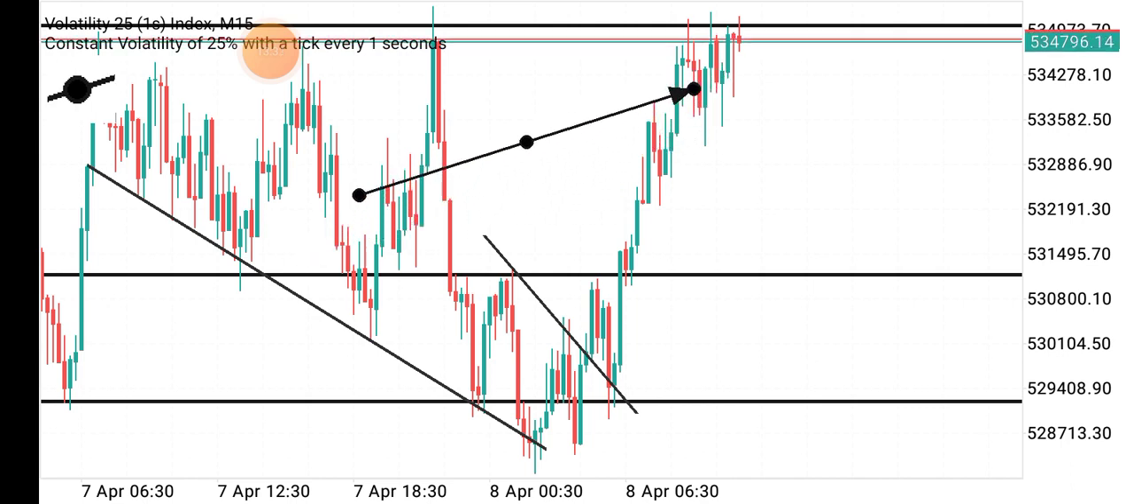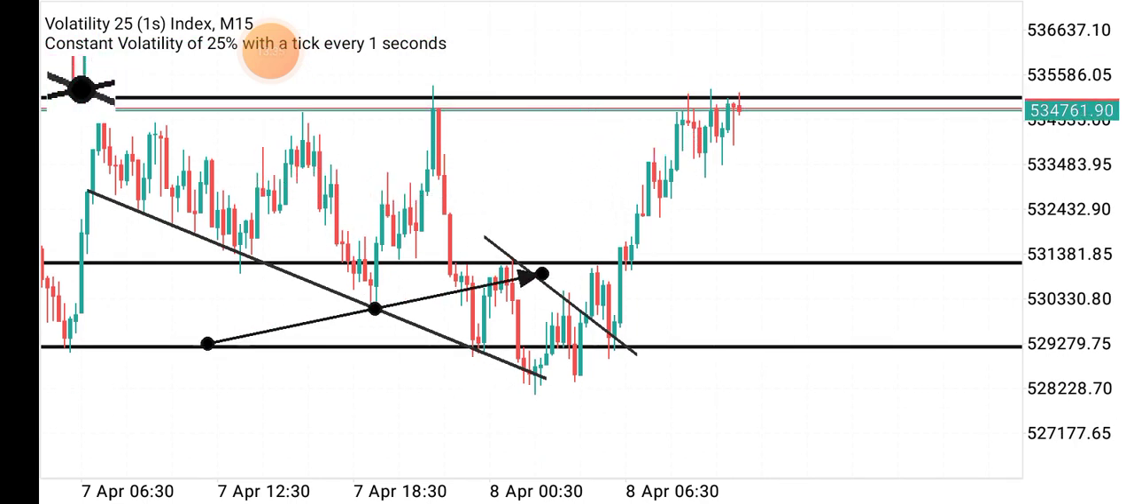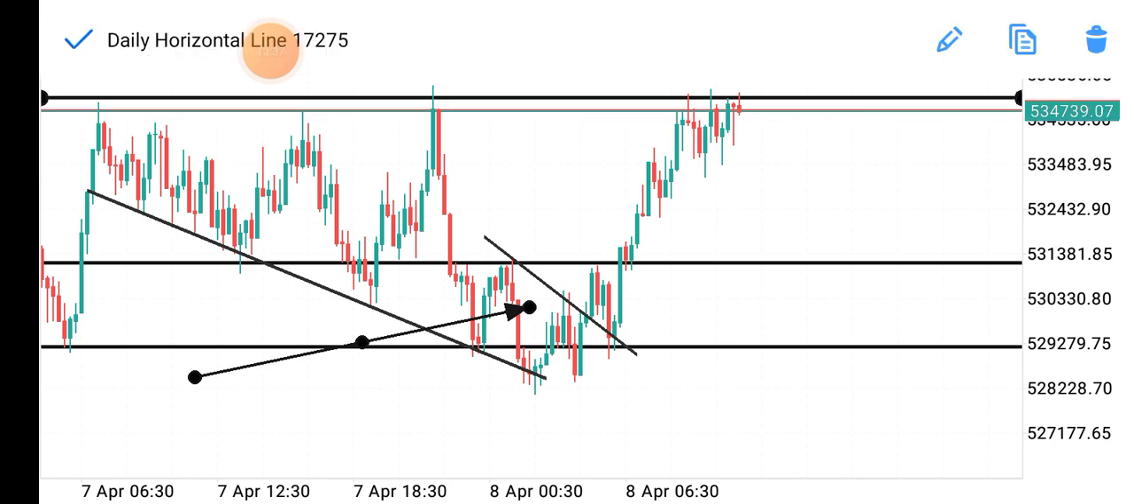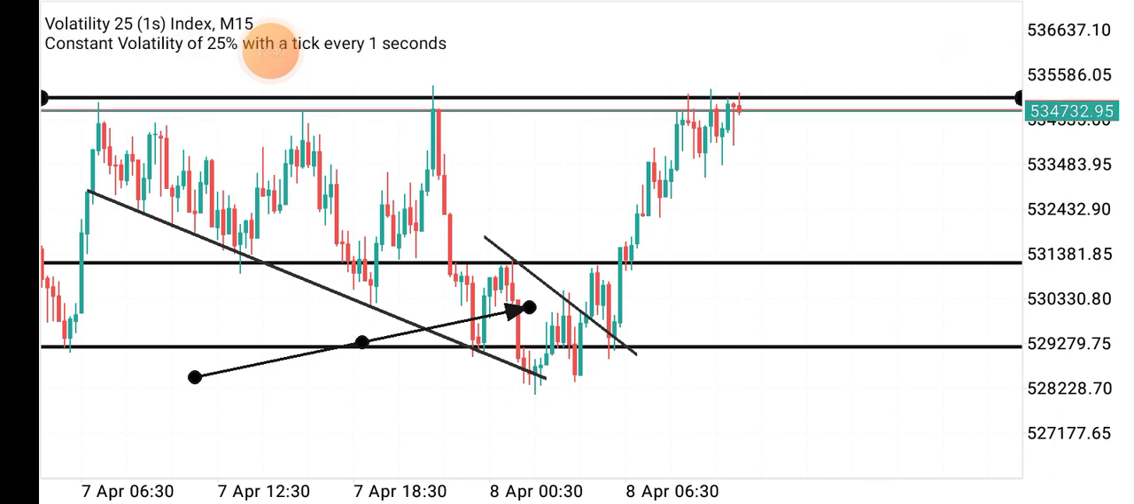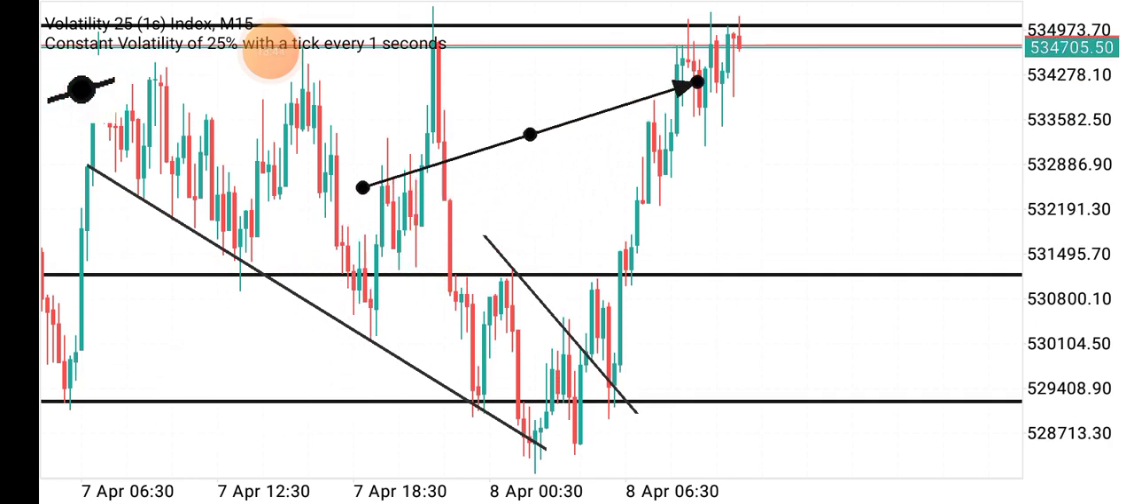And mind you, this is a key level. Let me hold this line to see. Okay, this is a daily horizontal line. It's a strong level in the market, which I marked previously. So at this point, based on what is happening here, the market might want to change direction.